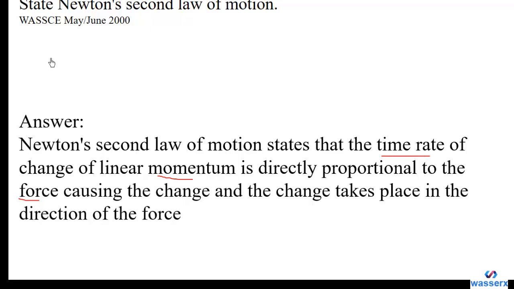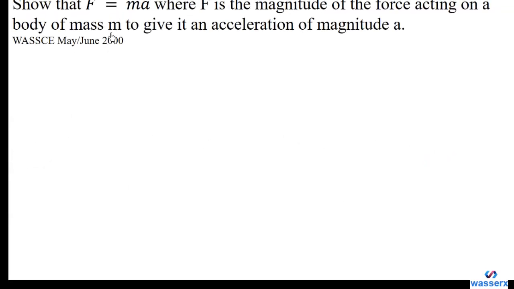Now let's look at the next question. WASSCE, May/June 2000 again. Show that F is equal to ma, where F is the magnitude of the force acting on a body of mass m to give it an acceleration of magnitude a. So this is the magnitude of acceleration, and this is the mass of the body. Okay, so let's see how we can do this.